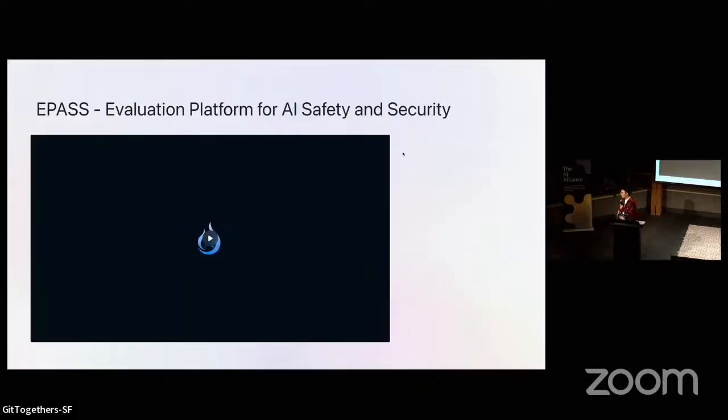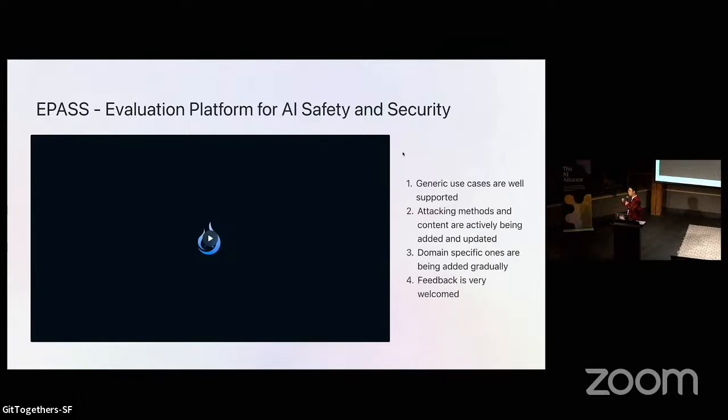And we have been working on this for almost 10 months since the very beginning. We have already built a platform. It's an early stage version that supports almost all the generic use cases. The attacking methods and contents are actively being added, but currently we have 20+ attacking methods and 30+ content categories. Domain-specific ones we haven't added enough yet, but we are adding those gradually. And of course, feedback is very welcome. I'm going to play a small video, which is going to show people what this platform looks like, what information it provides, and what it can help people with.